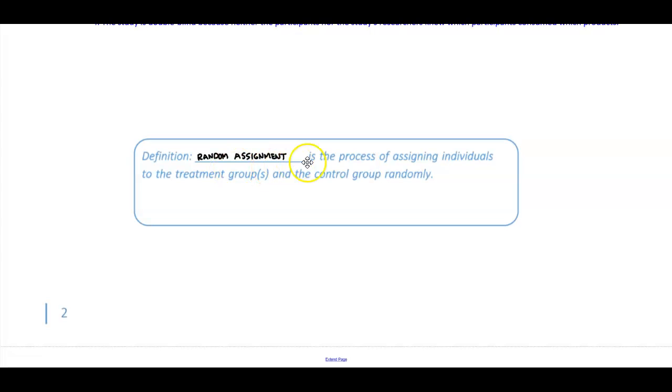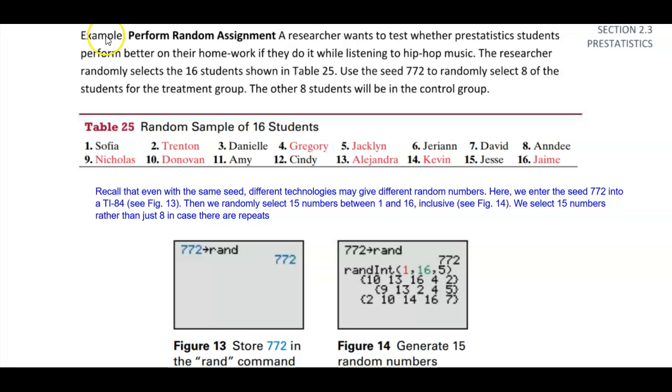A random assignment is the process of assigning individuals to the treatment group or groups and the control group randomly. In this example, we're going to perform random assignment.